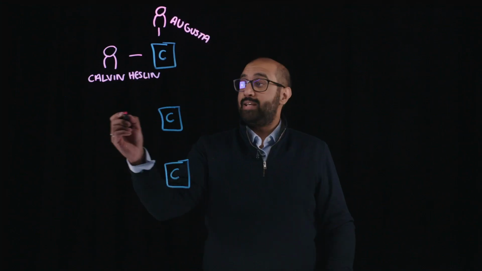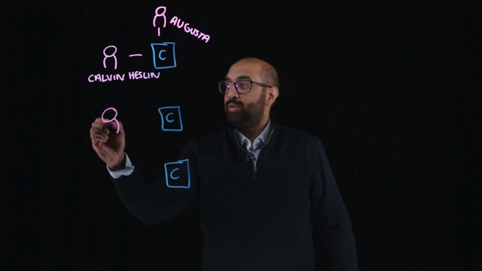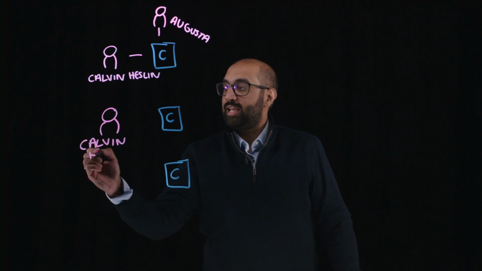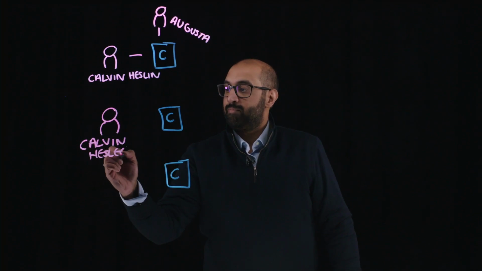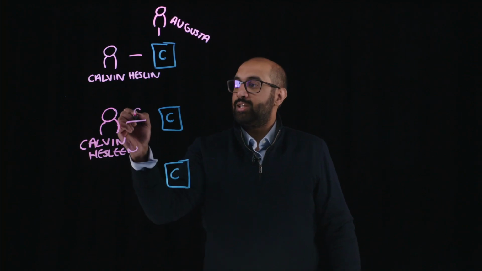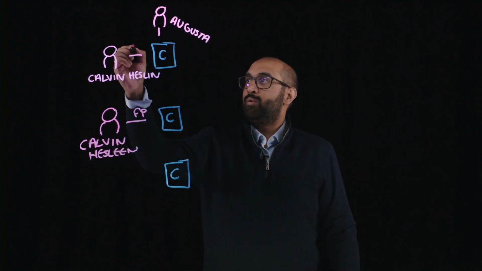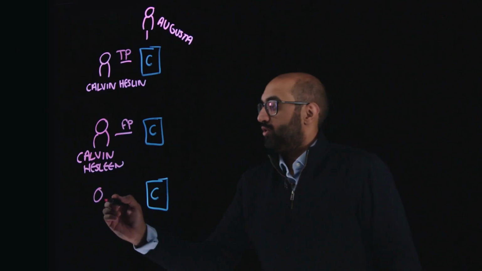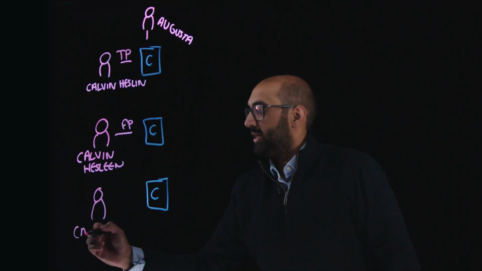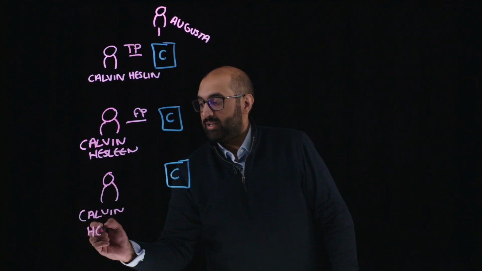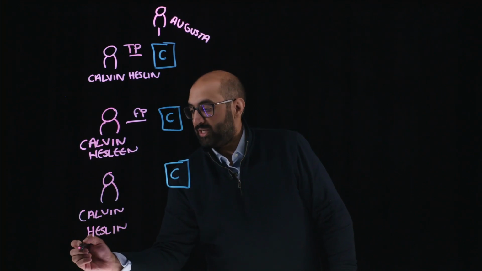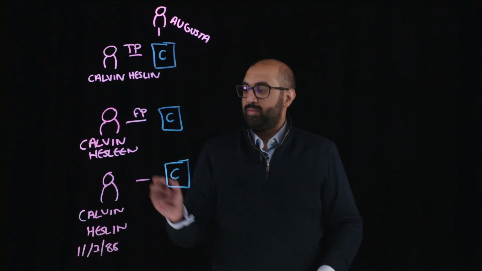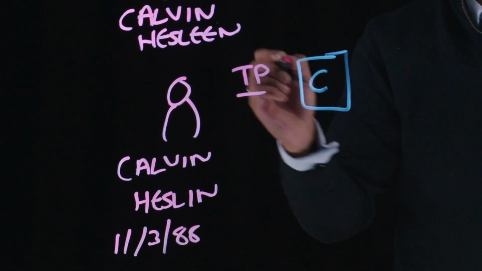What we can see is that we've got other individuals with varying IDs. We've got a Calvin Heslin, and he's actually the first party on this claim, whilst this individual or identity was a third party on that claim. And we've got another identity which is quite similar, which is Calvin Heslin, but with a different date of birth compared to the others. Again, Calvin here is a third party.